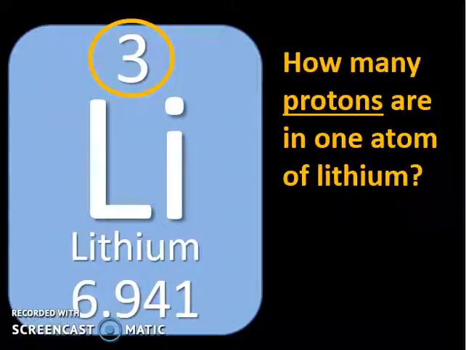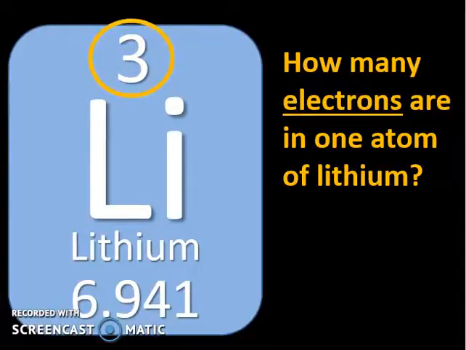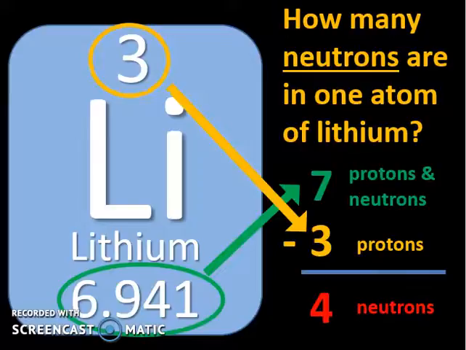So how many protons are in one atom of lithium? Easy, 3, same as the atomic number. How many electrons are in one atom of lithium? Easy, 3, same as the atomic number. The only one we have to calculate is the neutrons. So we take our atomic mass, we're going to round this to 7 because this is 6.9, so this first digit is higher than 5. We're going to go to 7.